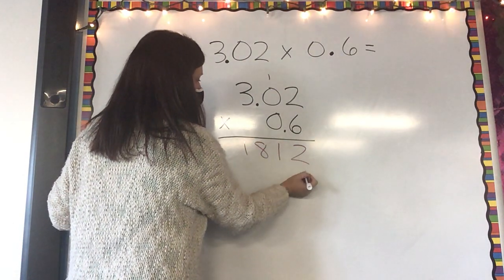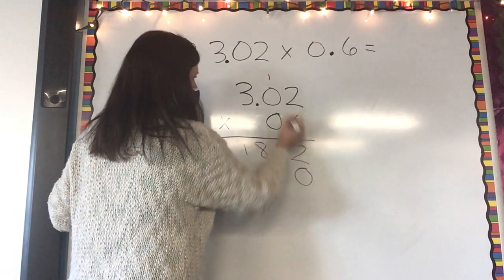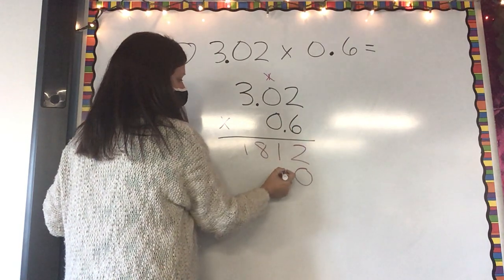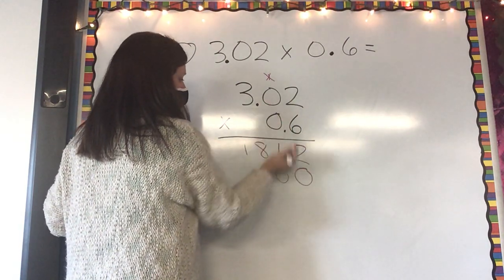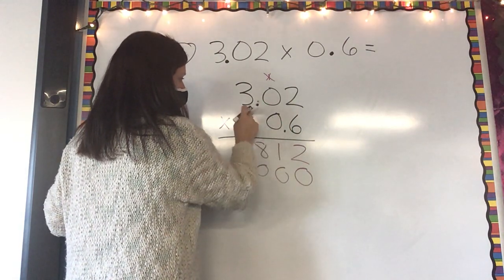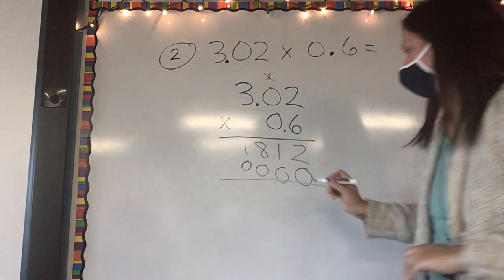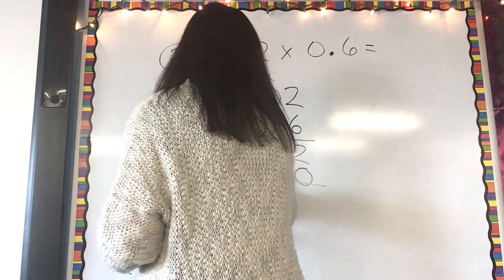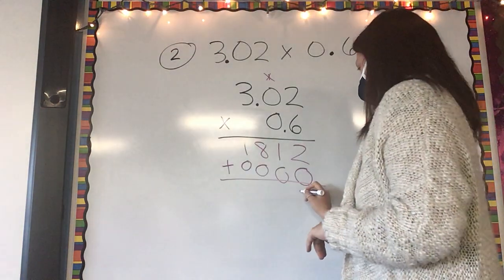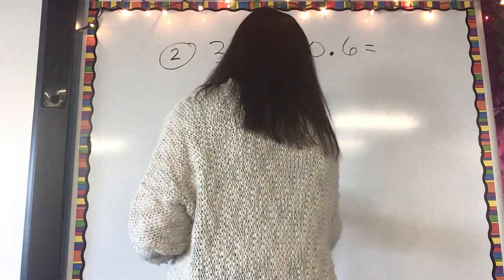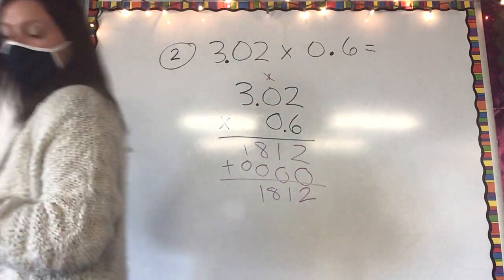I need to add my magic 0. And I'm going to cross off this 1 because I already used it. 0 times 2? 0. 0 times 0? 0. 0 times 3? 0. What do I do with my 2 products that I got? You don't have to add though because it's all zeros. Okay, am I done?